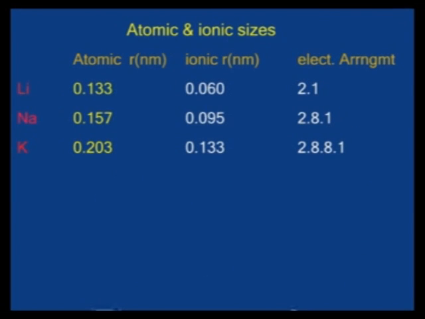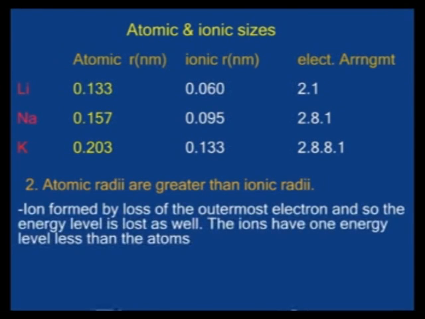Next, compare the atomic and ionic radii of each element. Clearly the atomic radius is larger than the ionic radius. Why? Two reasons. One, remember, these atoms form ions by losing the only outermost electron that they have. And this means that the outermost energy level is shed off as well, which will mean that the atom of each element will have one energy level more than the ion of that element.